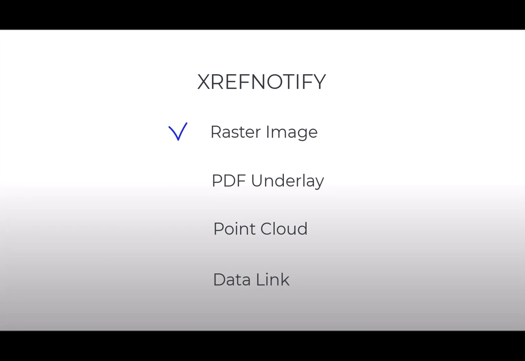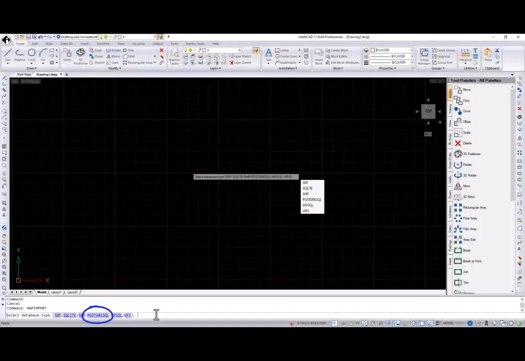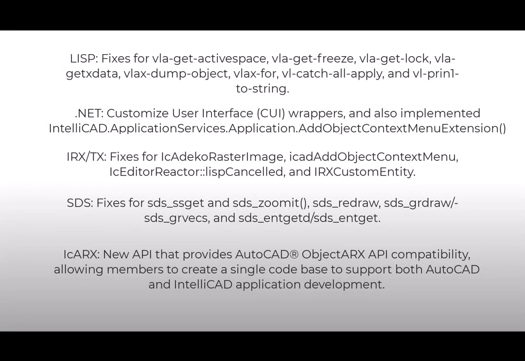Xref Notify functionality currently alerts users when external DWG reference files have changed or are missing. IntelliCAD 11 now provides Xref notification for the following non-DWG external files: raster images, PDF underlay, point clouds, and data links. Also, PostgreSQL, MySQL, and WFS connection types were added to the map import command, as well as an ability to import polygons as polylines.